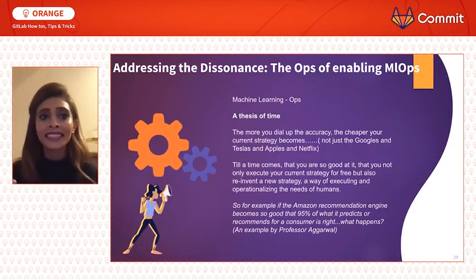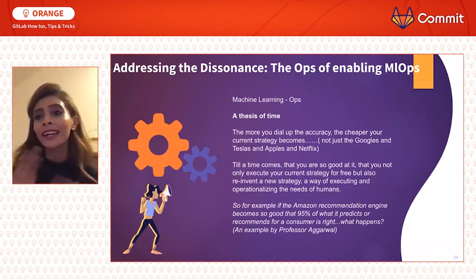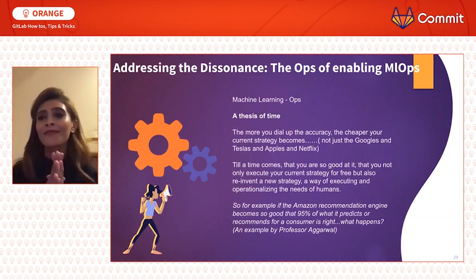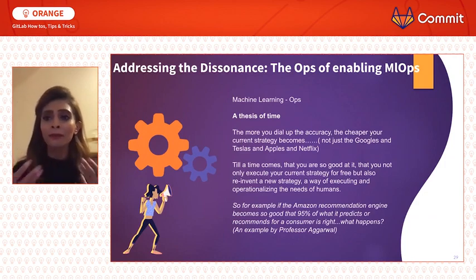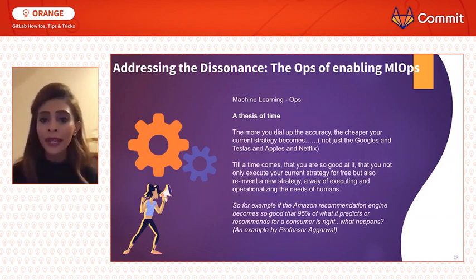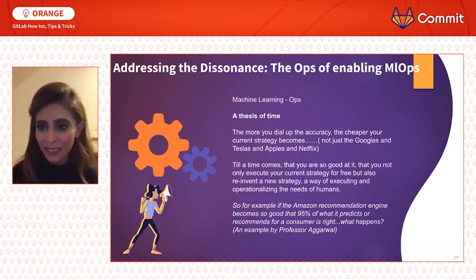To end with, addressing that dissonance is all about that thesis of time. The more we are able to dial up the accuracy of operationalizing machine learning, operationalizing AI models, the data collection, the whole pipelines, to dial up the accuracy of the model from 30 to 80 to 95, it not only helps with our current strategy, but we also rethink new ways to execute those operations and needs of humans.